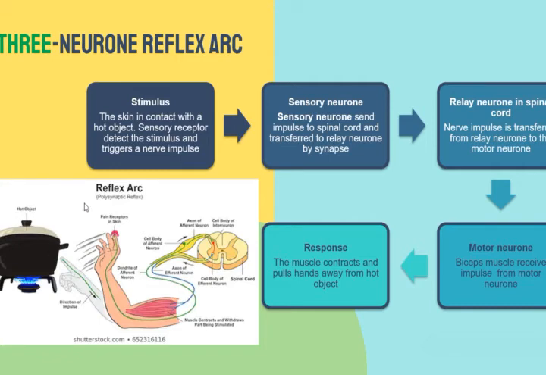Okay, so you have to know why a reflex action occurs: to avoid any injuries. That is why I refer to the three neuron reflex arch. Why three neurons? Because it involves a sensory neuron, a relay neuron, and a motor neuron.